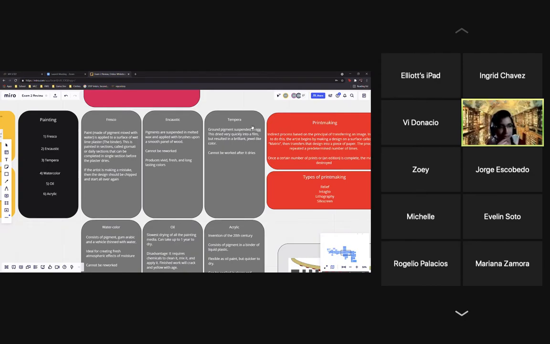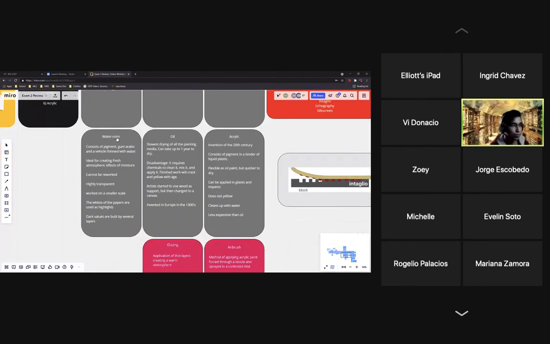Now the next one, tempera, that's going to be pigment in egg. One of the advantages of this is that it produces very brilliant colors, kind of like encaustic. But just like the one before, it cannot be worked or reworked after it dries. Now, watercolor, this one's pretty similar.